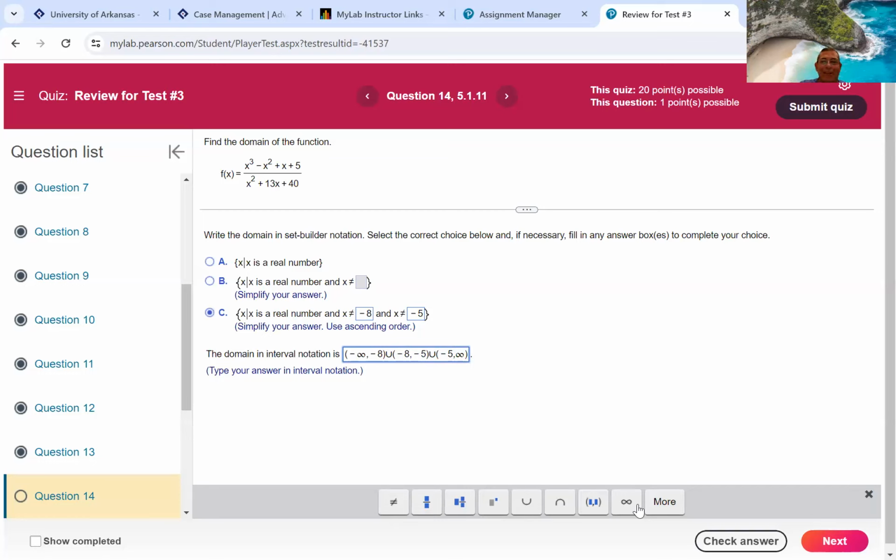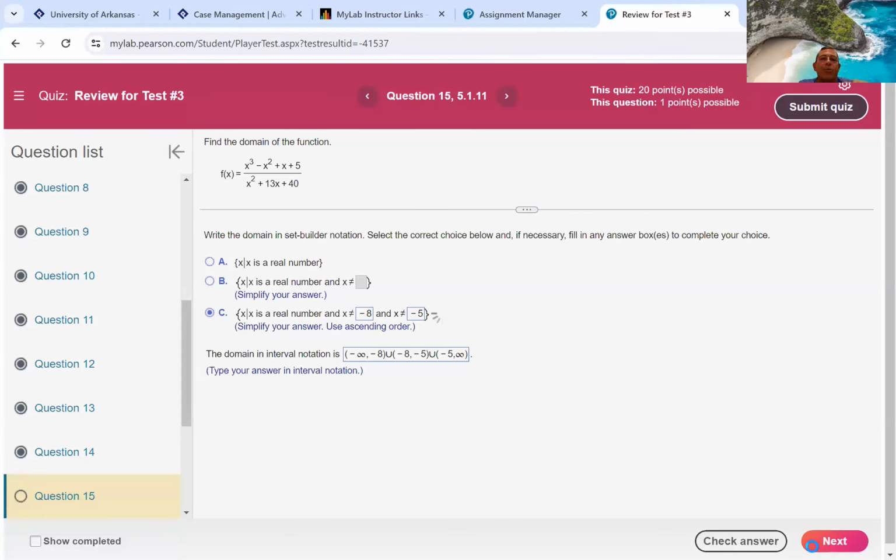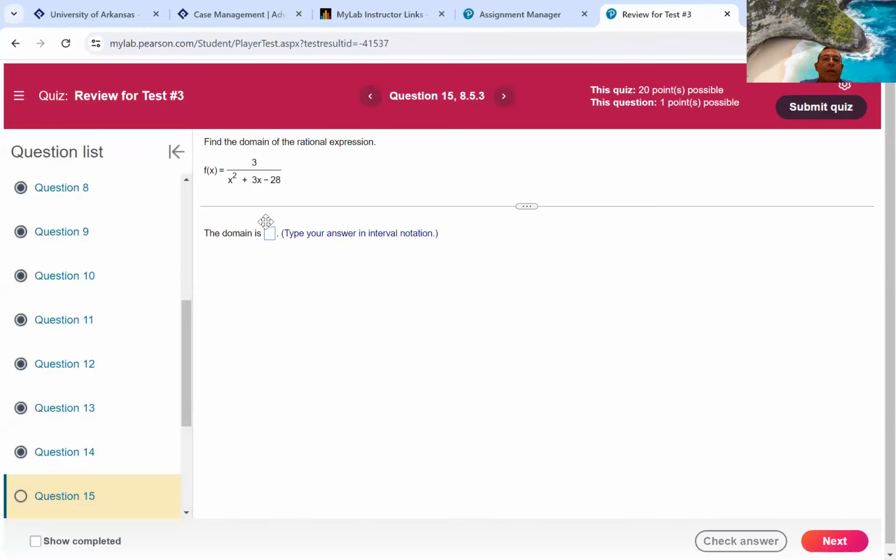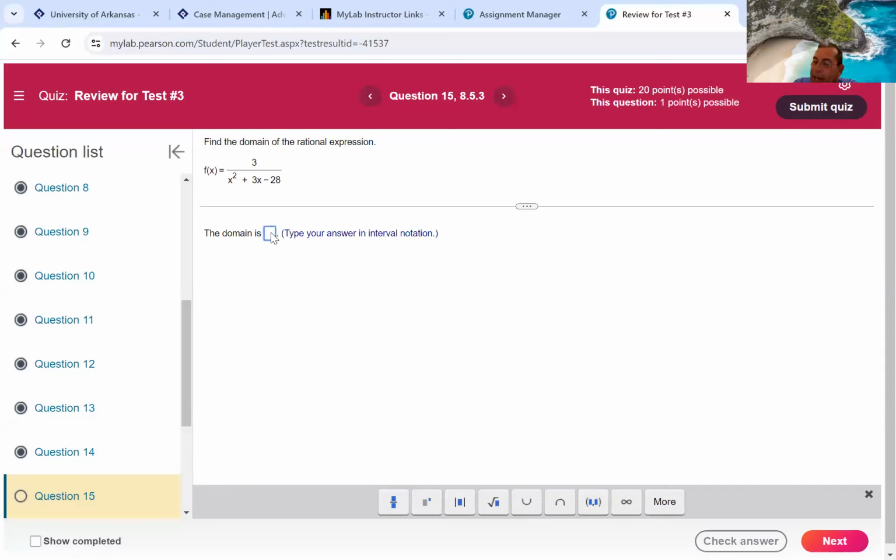All righty, y'all. Let's see what's next. 15 will be another domain, but this one on 15 only wants the interval notation. So let's see what we got. F of x equals 3 over x squared plus 3x minus 28. Now, I will say everybody's number 14 will be positive at the last number. So they'll either be both positive like the middle or both negative. These number 15s, the last number is always negative. So that means when you work this one, you're going to have unlike signs when you factor it.